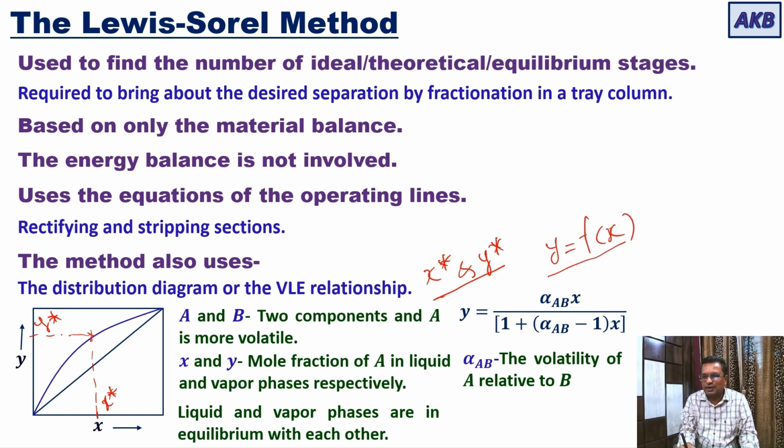So an equilibrium relationship like this, if it is available, then there is no need of plotting the distribution diagram. You can directly use the equilibrium relationship while applying the method. You'll shortly know how this is done. For the time being, what you have to remember, along with the operating line equations for the rectifying and stripping sections, is that we also need either the distribution diagram or an equilibrium relationship. You'll come to know as we proceed in our discussion.